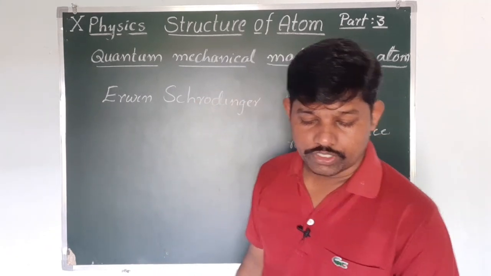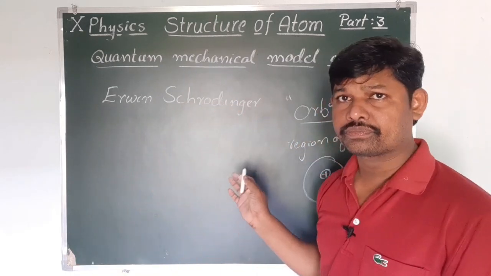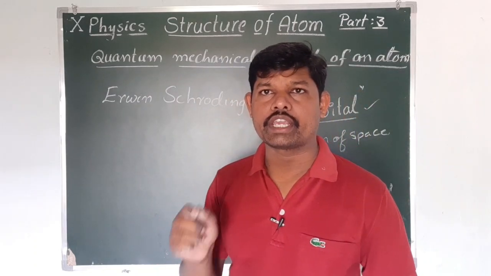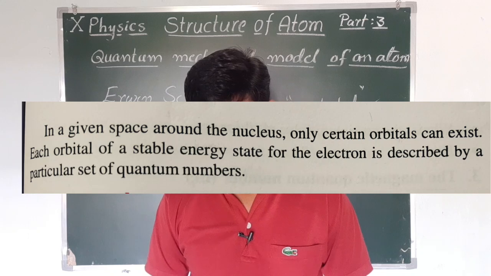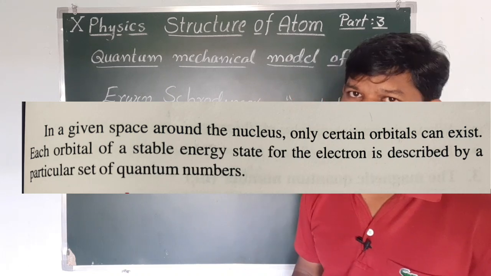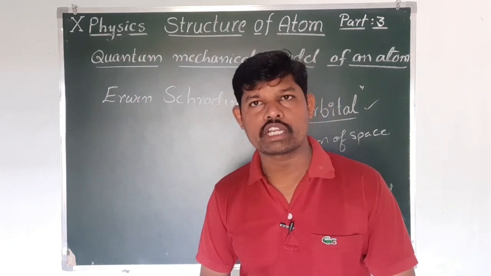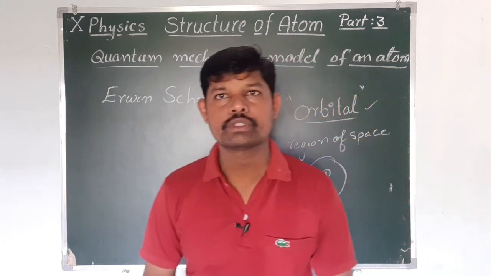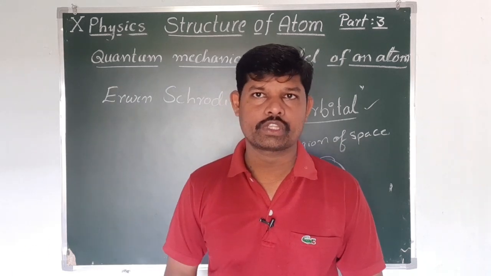In a given space around the nucleus, only certain orbitals can exist in an atom. Each orbital, of a stable energy state for the electron, is described by a particular set of quantum numbers. What are these quantum numbers and what information will they give? Let us discuss in the next class.